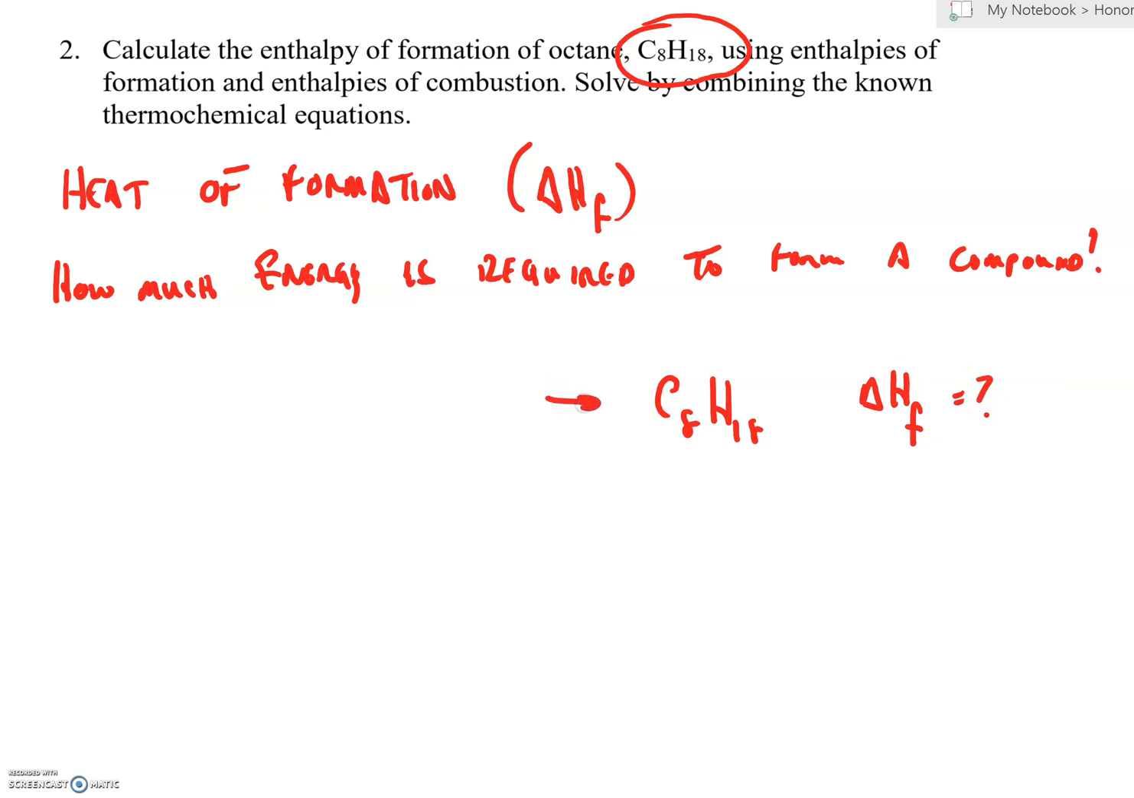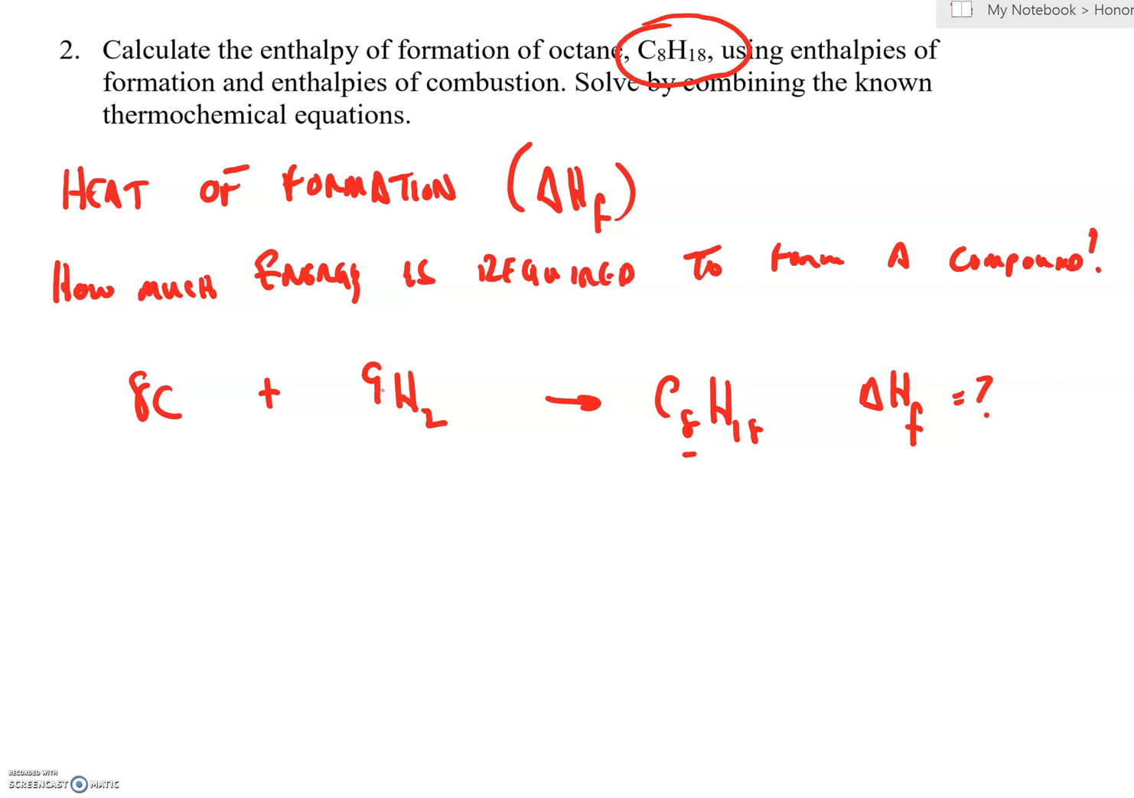Well, you guys have been practicing this before. What goes into the formation of octane? You need 8 carbons, right? And you need 18 hydrogens. But you can't write hydrogen that way because hydrogen is one of those pesky diatomic gases that always looks like H2. So we're going to need 9 of these.